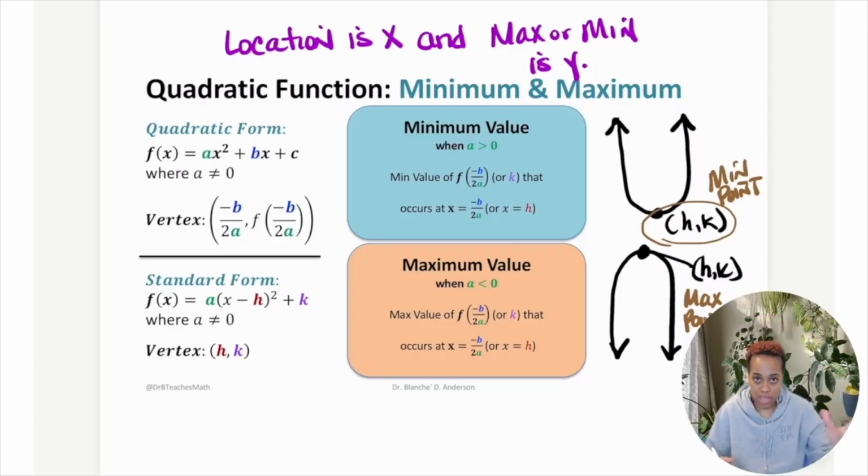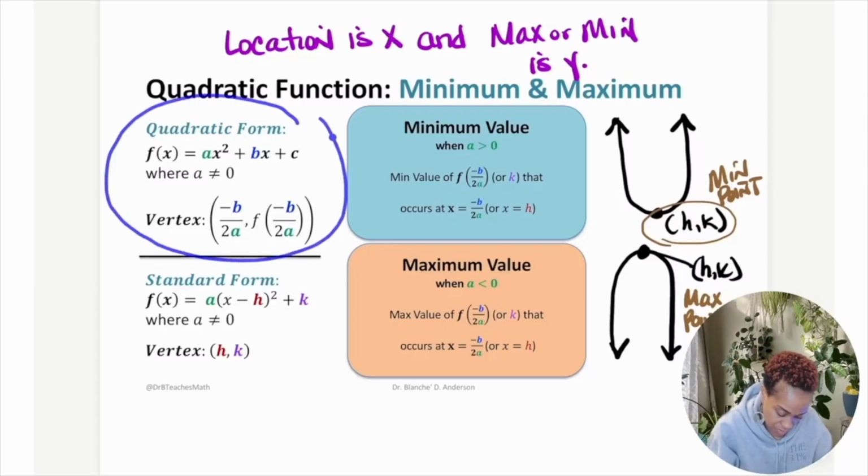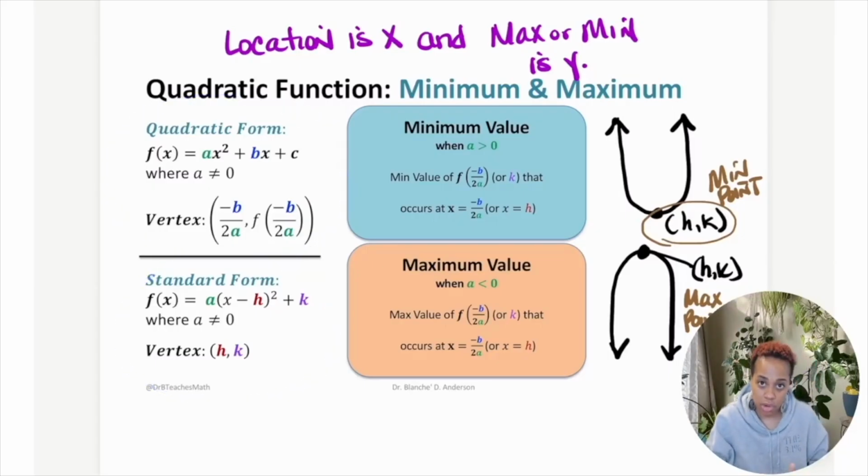The location is the x. Where is it located? Where does it occur? That's the x. And then is it a max or a min? That's your y value. What is the y value? I showed you two different forms here, because sometimes depending on what form you're working with, that's what's going to help. But as long as you graph the equation, you can see, is it a high point? Is it a low point? That's where the y is. And then where does it occur? On this side of the x, where does it occur? That's your x value. I hope that makes sense.